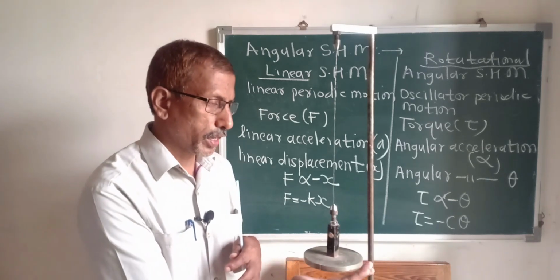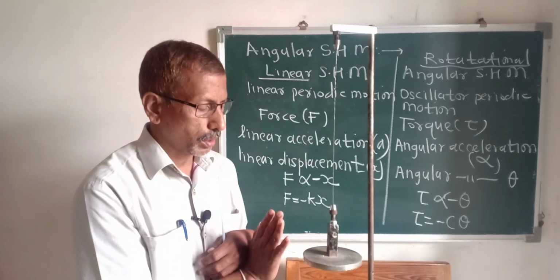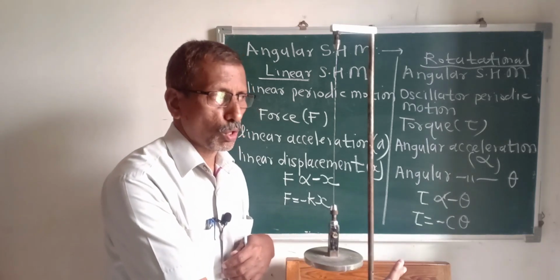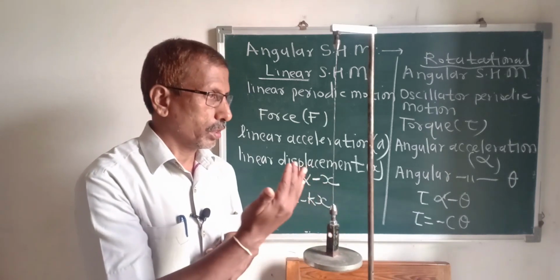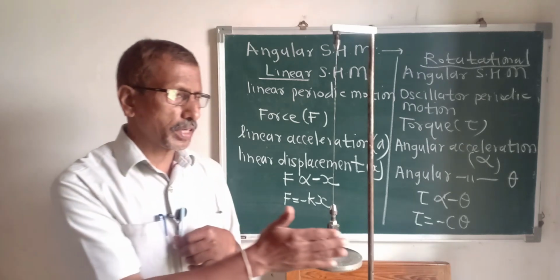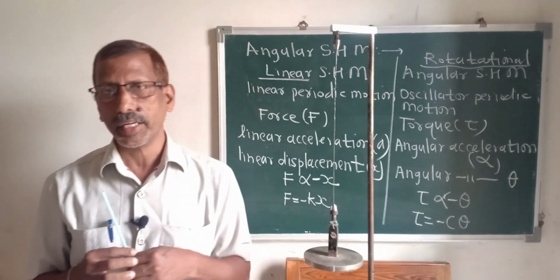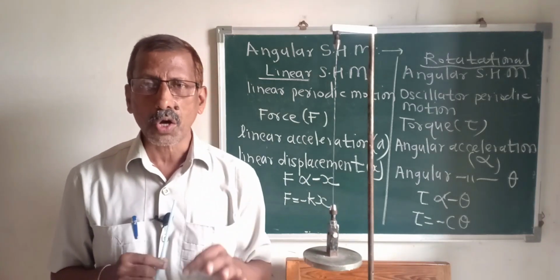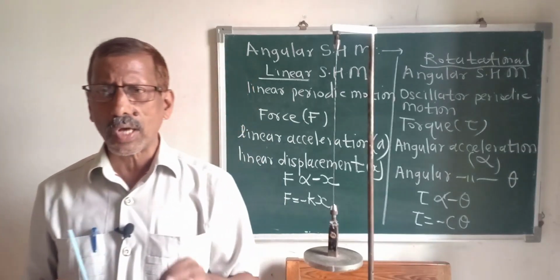This disc rotates in this sense, which is clockwise. After that, it rotates in the opposite direction, in the anti-clockwise sense. Such oscillations, partly in the clockwise direction and partly in the anti-clockwise direction, constitute what is called a torsional pendulum. So we can easily define what is meant by a torsional pendulum.